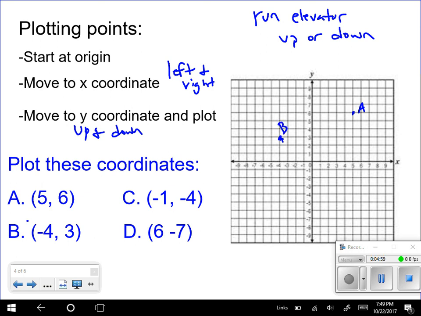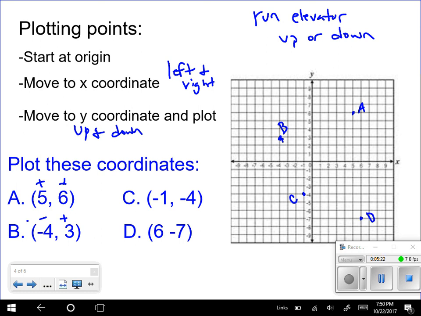It's in quadrant 2. As you can see, we have positive, positive, quadrant 1; negative, positive, quadrant 2; negative, negative, over 1 down 4 is in quadrant 3, that's C. And then in quadrant 4, we have positive, negative for D.